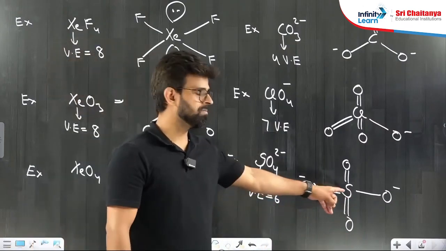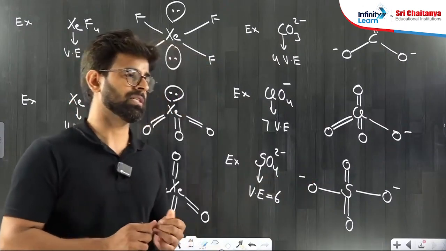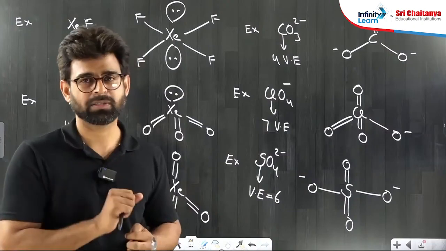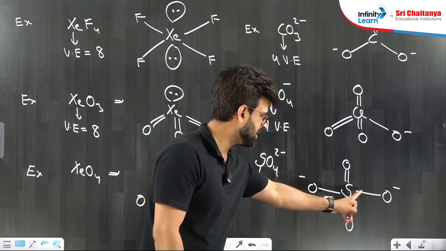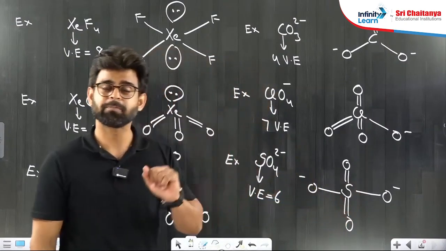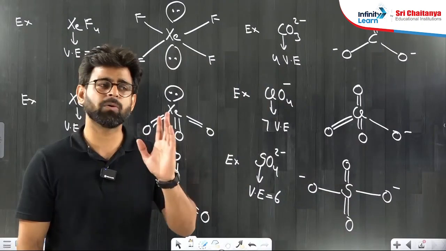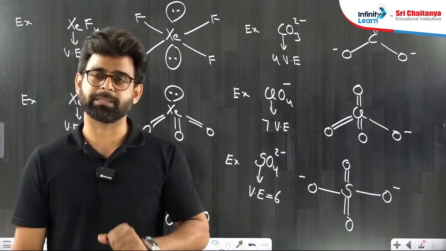Will there be any lone pair on sulfur? Yes, Rohit. Sulfur has 6 valence electrons. Out of 6 valence electrons, if you check, how many bonds is it making? 6 bonds. Out of 6 valence electrons, sulfur made 6 bonds, and that's why there will not be any lone pair.